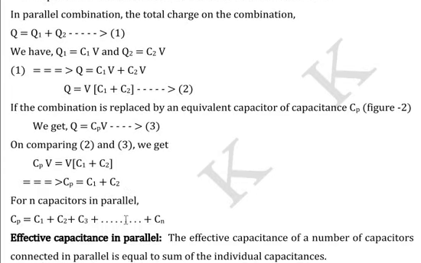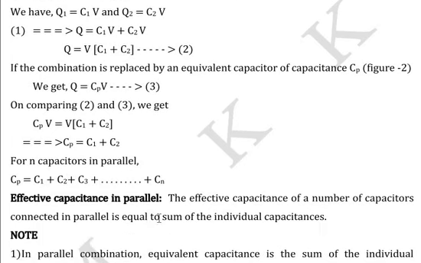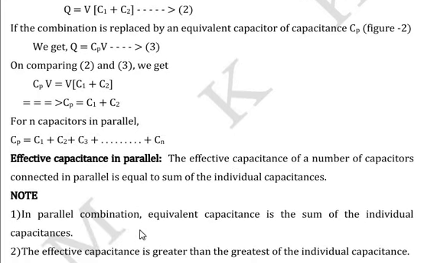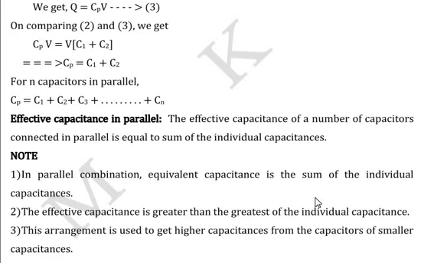If you have n capacitors connected in parallel, then Cp, effective capacitance, would be equal to C1 plus C2 plus C3 and so on, plus Cn. That means the effective capacitance of a combination of capacitors in parallel is equal to the sum of the individual capacitances. See, that's what the definition says. The effective capacitance of a number of capacitors connected in parallel is equal to the sum of the individual capacitances. In parallel combination, equivalent capacitance is the sum of the individual capacitances.